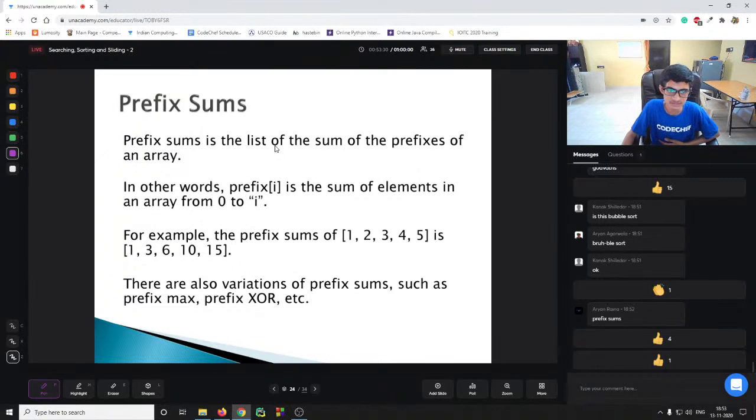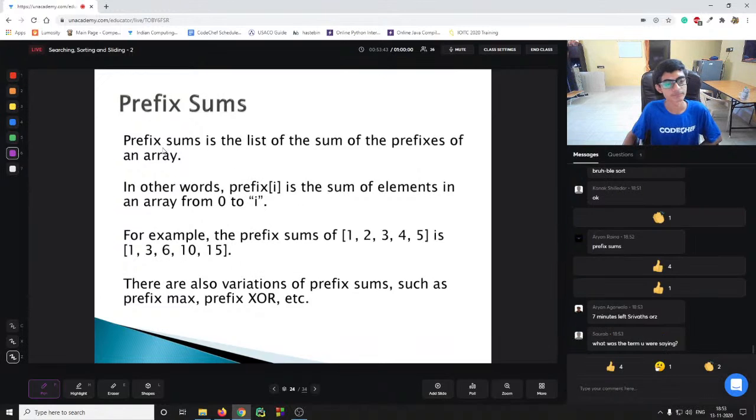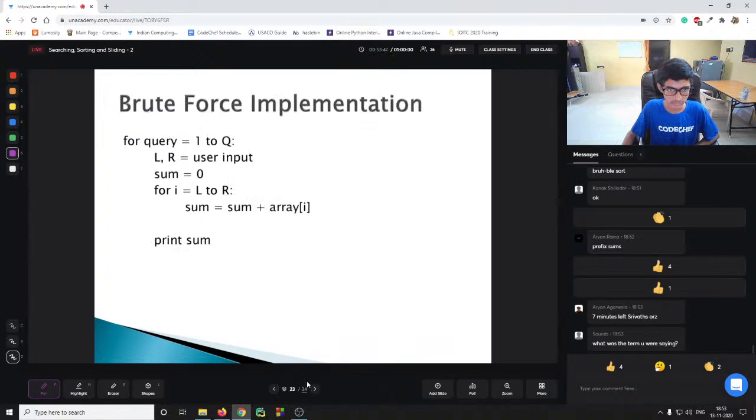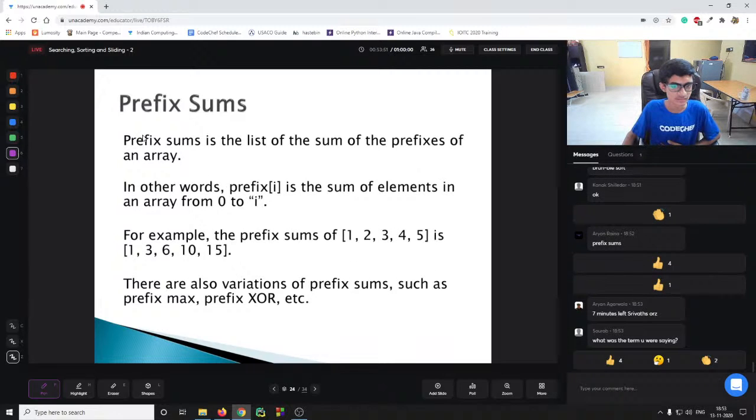Prefix sums is the list of the sum of prefixes of an array. This is what prefix sum officially means. This is the definition. What was the term you were saying? The term of prefix sums, I guess. Prefix sums is the list of the sum of prefixes of an array. In other words, prefix sum is the sum of elements in an array from 0 to i.